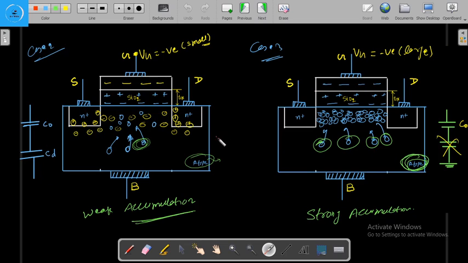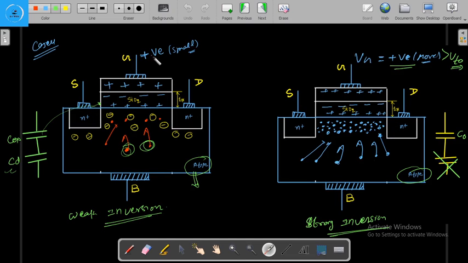When we are applying Vg by a small amount, both capacitances exist here: the depletion capacitance as well as the gate oxide capacitance. When we are applying a large negative voltage at the gate, only the gate oxide capacitance is present and the depletion capacitance is not present, because there is no depletion charge in between the source and the drain.